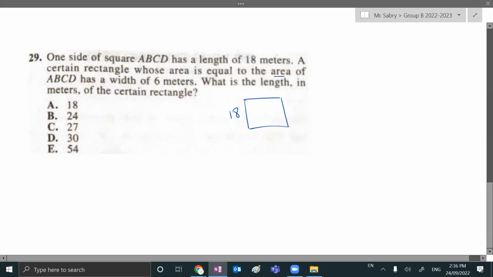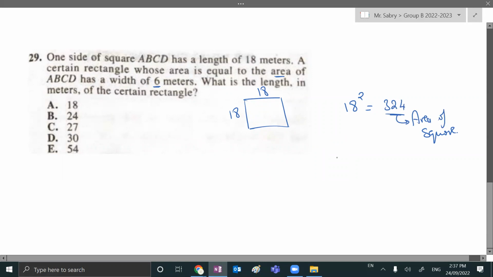Because they mentioned the area of the square, I'll just get the area right away before even reading the rest of the question. So to get the area of a square, it's mainly 18 times 18, which is 324. This is the area of the square, while the area of the rectangle that has a width of 6 is equal to that one.